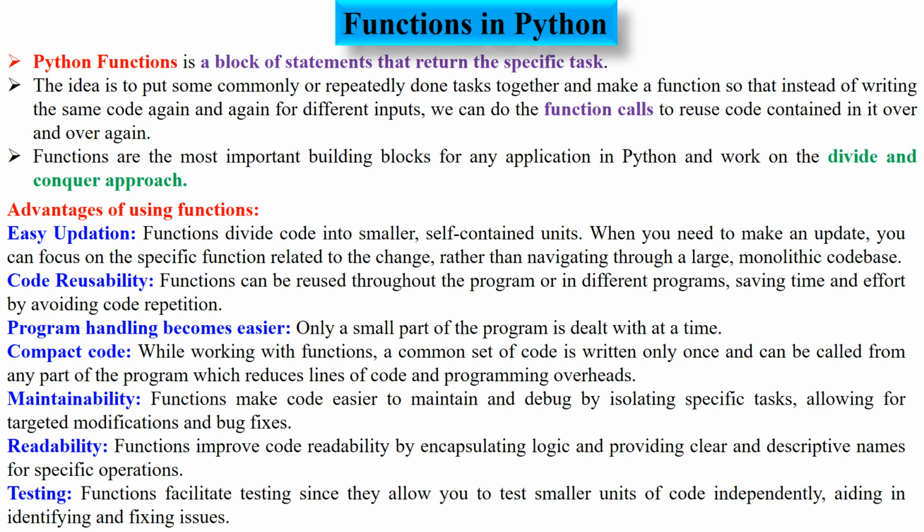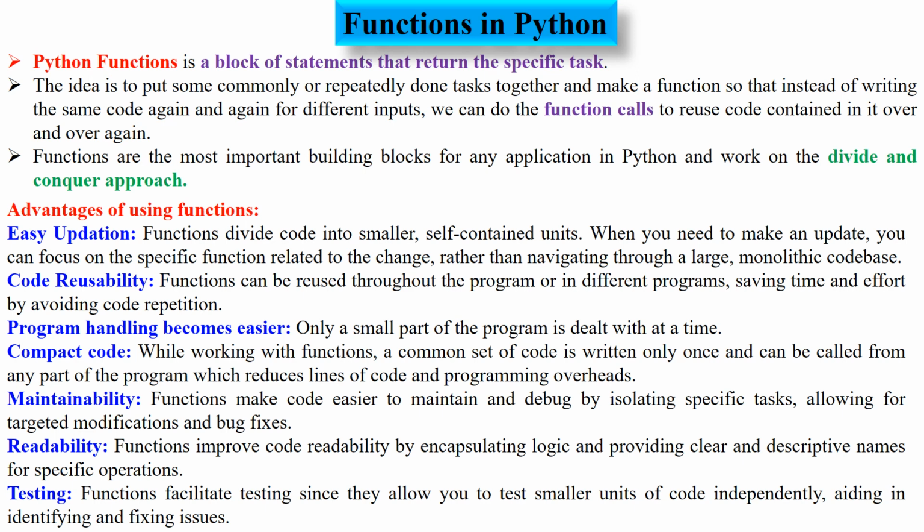Advantages of using functions. Easy updation. Functions divide code into smaller, self-contained units. When you need to make an update, you can focus on the specific function related to the change, rather than navigating through a large, monolithic codebase. Code reusability. Functions can be reused throughout the program or in different programs, saving time and effort by avoiding code repetition. Program handling becomes easier, only a small part of the program is dealt with at a time.